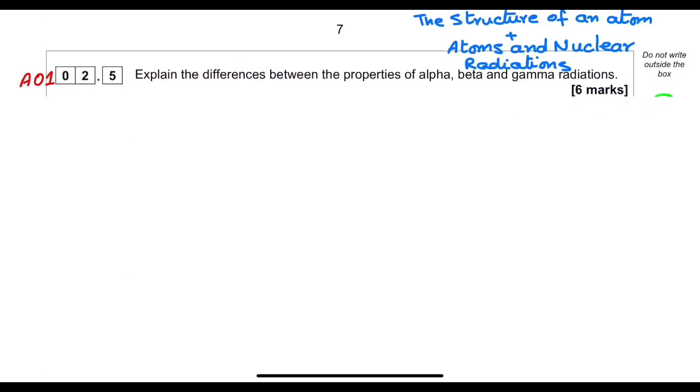So the question is, explain the differences between the properties of alpha, beta and gamma radiations. This question is from the structure of an atom, atoms and the nuclear radiations. Let's see the model answer.